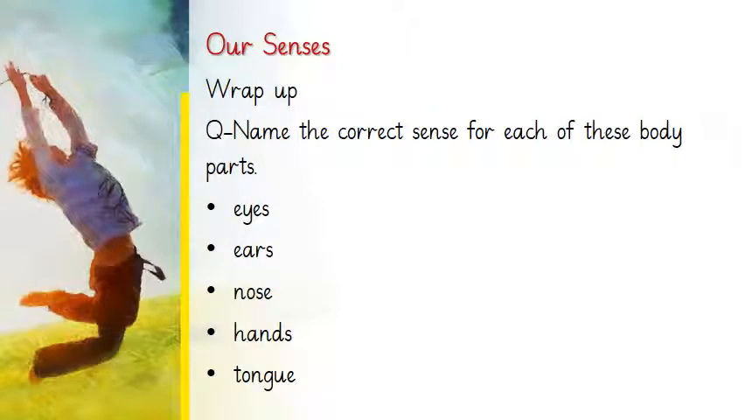Coming up towards the wrap-up session of the lesson, the given question is, name the correct sense for each of these body parts. Let's start with eyes. Eyes are meant for sight, correct. Next are ears. Ears are meant for hearing, correct. Next is nose. Nose is used to smell the things, correct. Next are hands. Hands are used to touch the things.